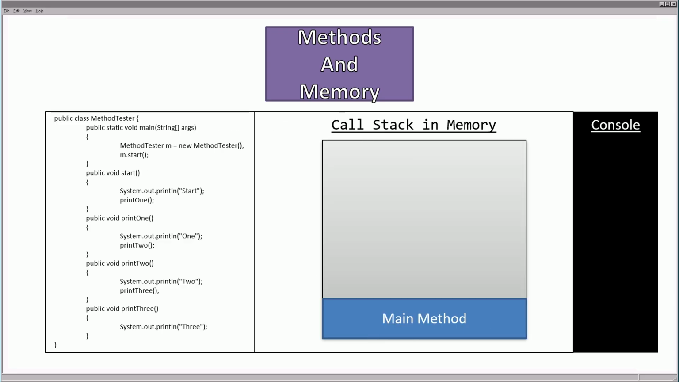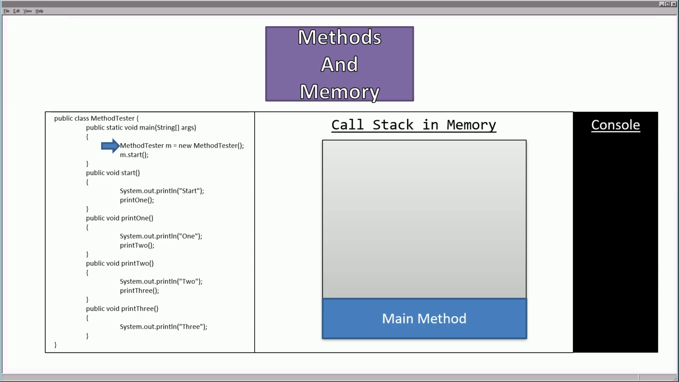As we can see here, there's some example code. We have the call stack in memory and the console. Let's see how this is going to work. The first thing that we're going to note is the main method is already on the call stack inside of memory. Remember this, the main method is the entry point. It is where the program starts, so that is the first method that is pushed onto the call stack, and it's the last one to be popped off.